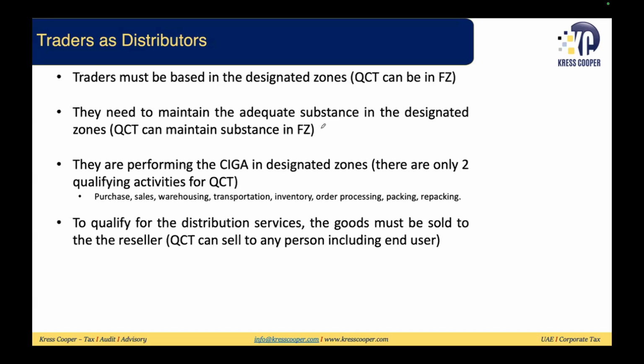Third, if you're looking into the qualifying activities, the core income generating activities of the distribution business are purchasing, sale, warehousing, transportation, inventory, order processing, packing, repacking. This is all part of the distribution business. But if you go into the qualifying free zone trader business, they are asking for buying and selling the goods, and there are two ancillary activities, storage and transportation.